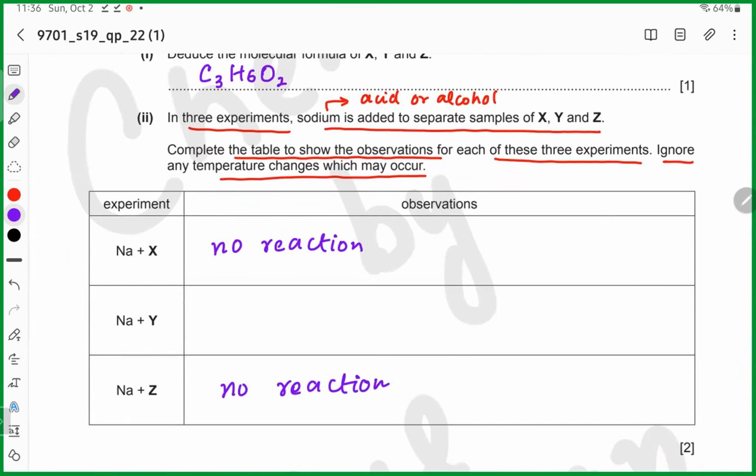You have to write the observation of the reaction taking place. So when a metal reacts with an acid, a salt and hydrogen gas will form, and whenever hydrogen gas is formed in the acid, we will observe effervescence. So the answer for sodium metal with Y is effervescence.